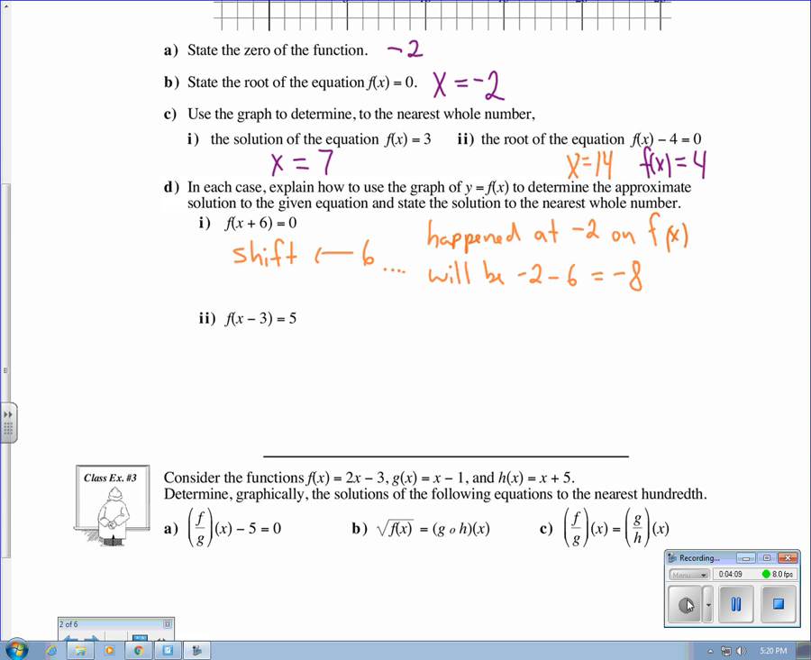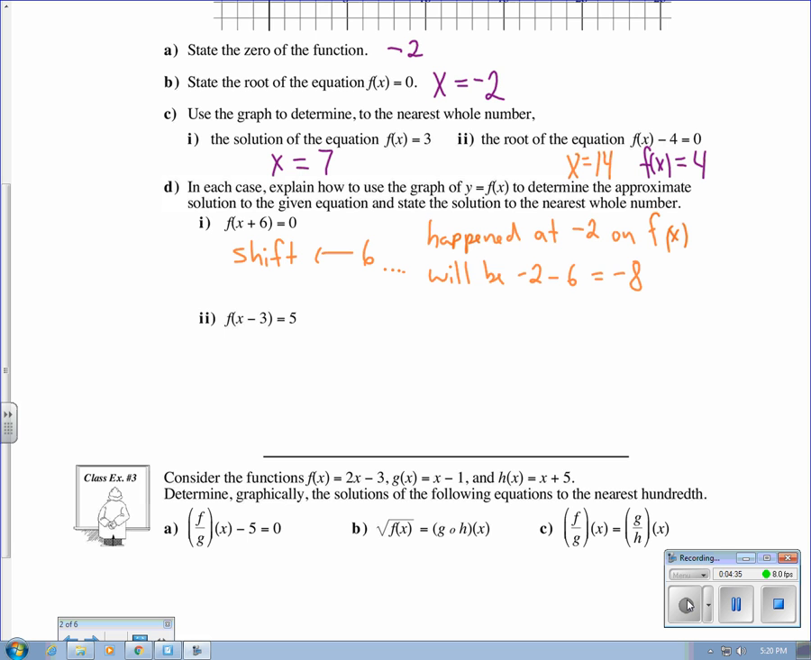In D, I'm looking at horizontal shifts of the graph. The graph shifted to the left 6 units. The original graph showed a solution at x equals minus 2, but because of the shift, that new value will be 6 units to the left. So I went minus 2, minus 6. That's going to happen at minus 8.